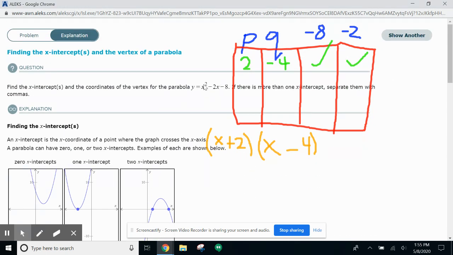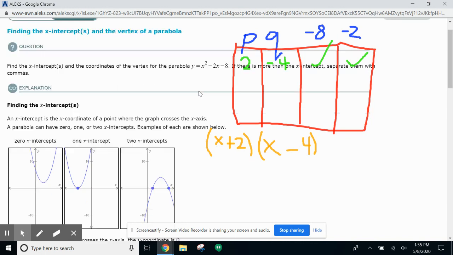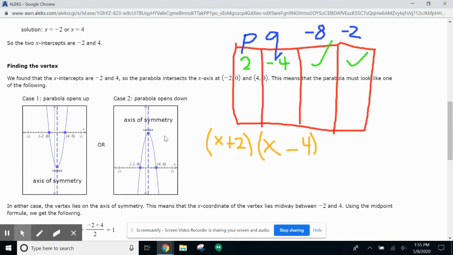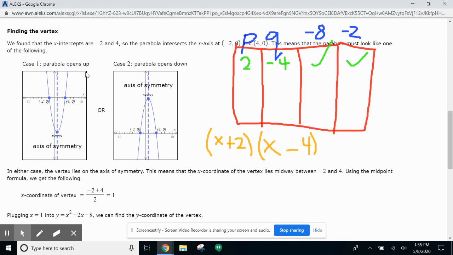Look at your first term. Whatever that letter A term is, that first term for the x squared, if it's positive, it's going to go up. If it's negative, it's going to go down. Well, ours was positive, so it's going to open up. So now what we need to do is find the vertex. And we can find the vertex a couple different ways.